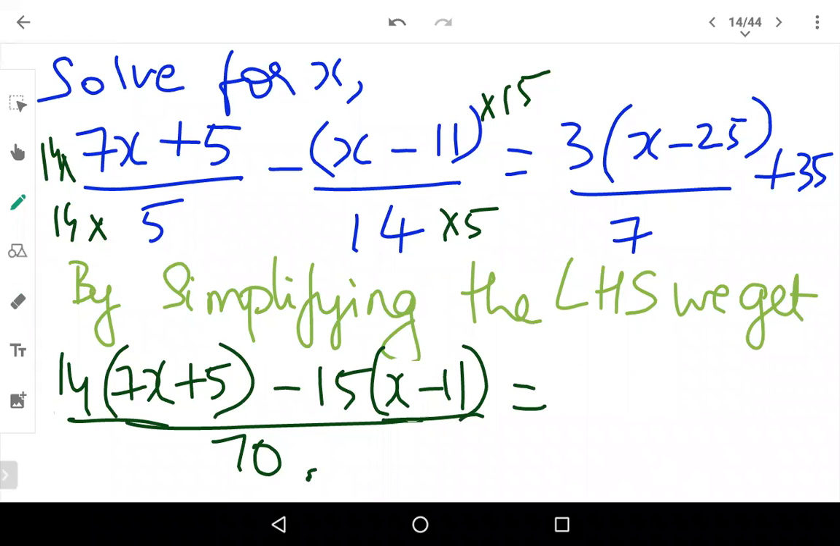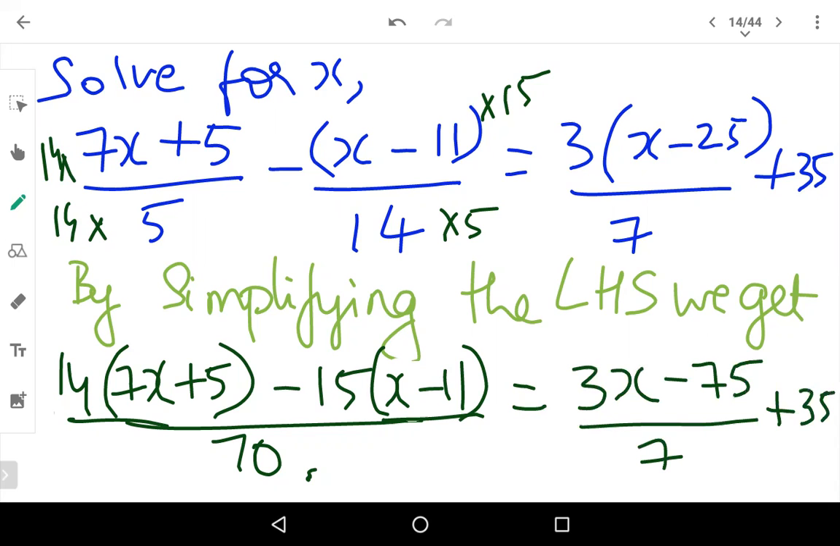On the RHS, we have 3 into x minus 25. Let us just multiply it. So 3 into x is 3x. 3 into minus 25 will give me minus 75 divided by 7 plus 35. Be careful, don't write this 35 up. It has to be in between. That's a separate constant that is given to us. Okay, are you all clear with the first step? Yes, did you all understand the first step?